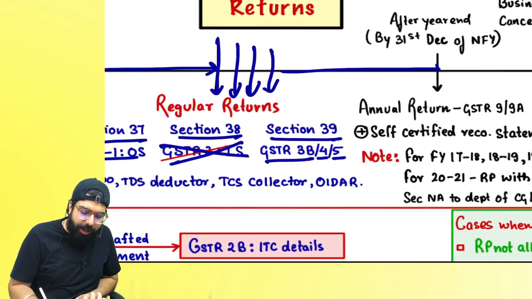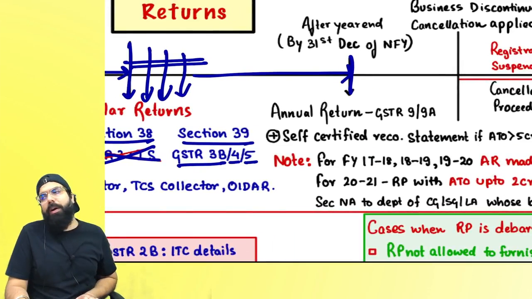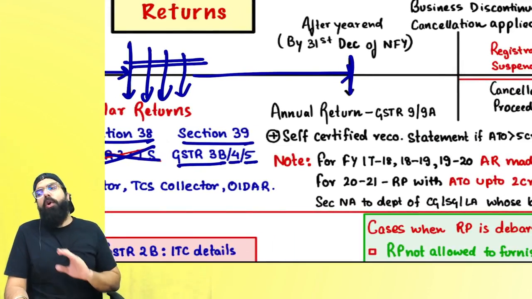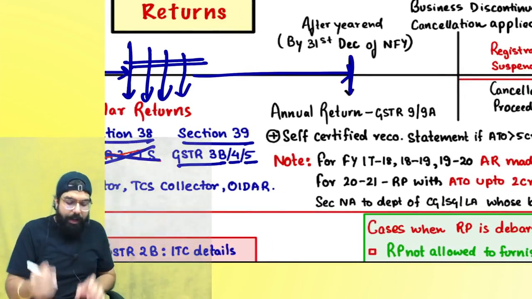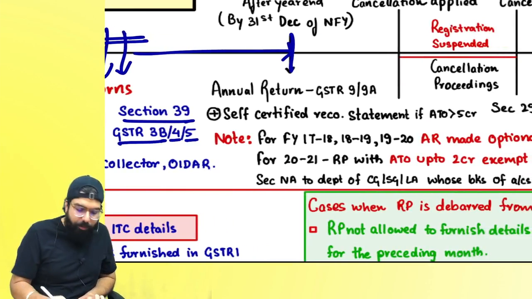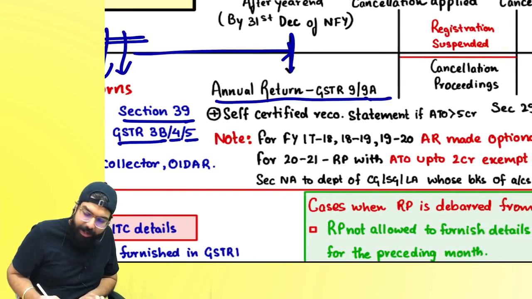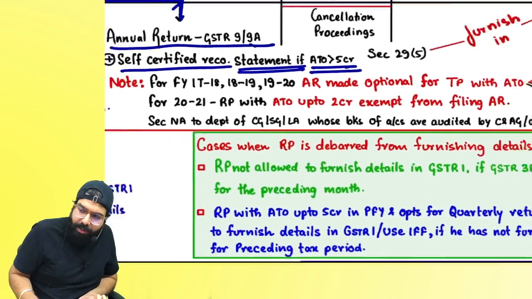One day you got tired and said, okay sir. For 1 year, whatever monthly returns, GSTR 1, GSTR 3B, etc. you have filed, all the details you have to give for the year in the annual return, which is to be filed by 31st of December. Right everyone? Annual return is GSTR 9 and 9A. Along with that, you have to give a self-certified reconciliation statement if the turnover is greater than 5 crore rupees.